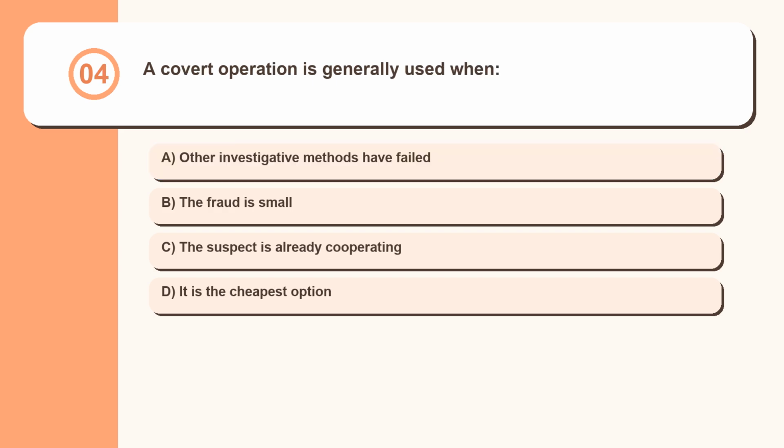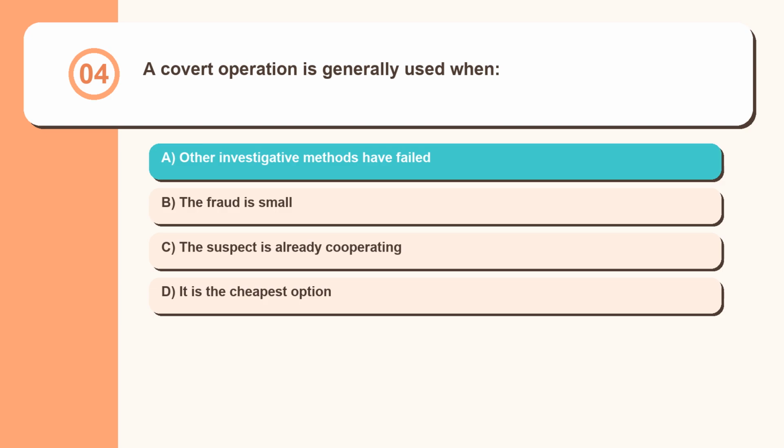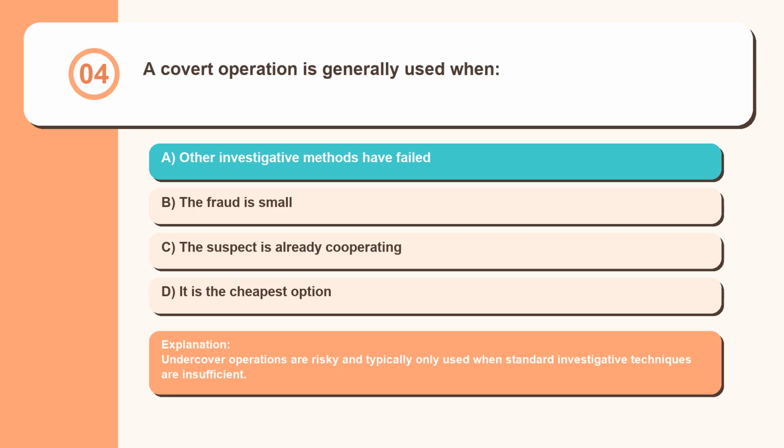Question 4. A covert operation is generally used when: other investigative methods have failed, the fraud is small, the suspect is already cooperating, it is the cheapest option. Undercover operations are risky and typically only used when standard investigative techniques are insufficient.